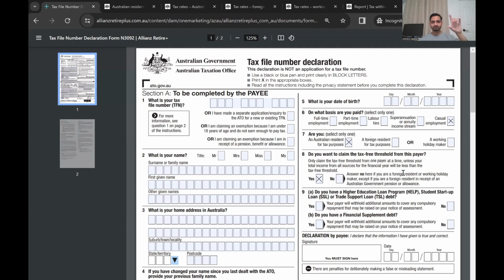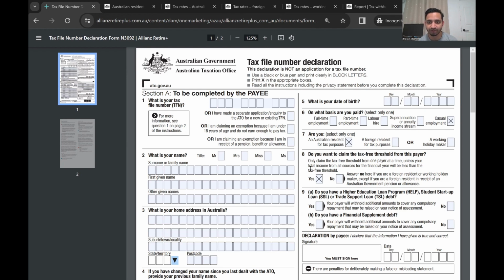tax-free threshold from that employer. If you have multiple employers, you want to make sure you're claiming from the employer that is paying you the highest salary. Okay, so let's say you have two employers. Employer A pays you $1,000 and employer B pays you $500 per week. You want to make sure that you're claiming the tax-free threshold from the employer who's paying you the highest amount, which will be employer A in this case.